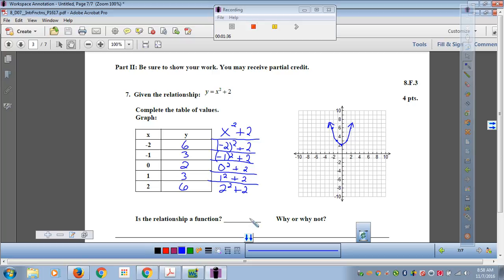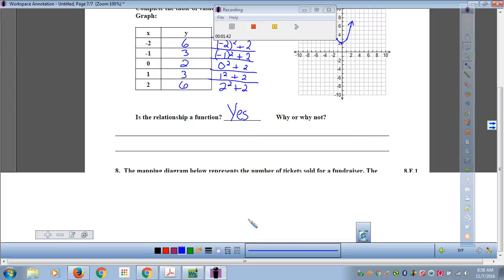So, is the relationship a function? Yes, it is. Why or why not? The reason why is each input has exactly one output.